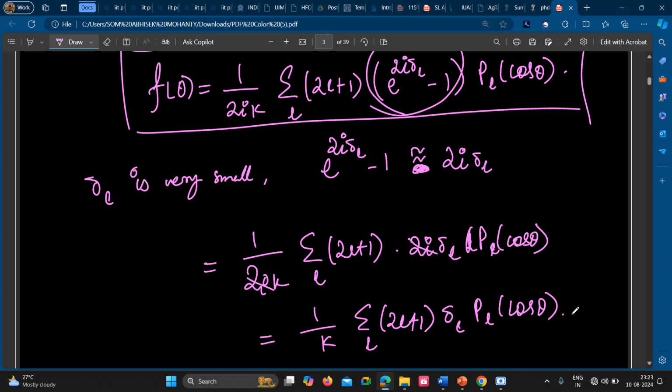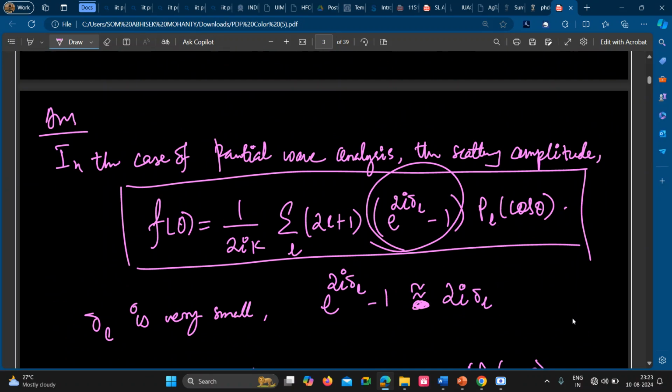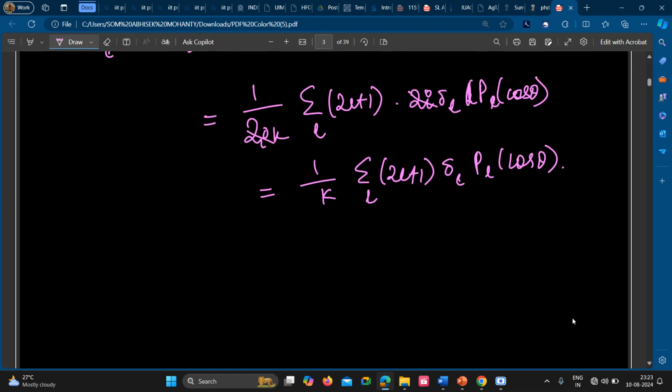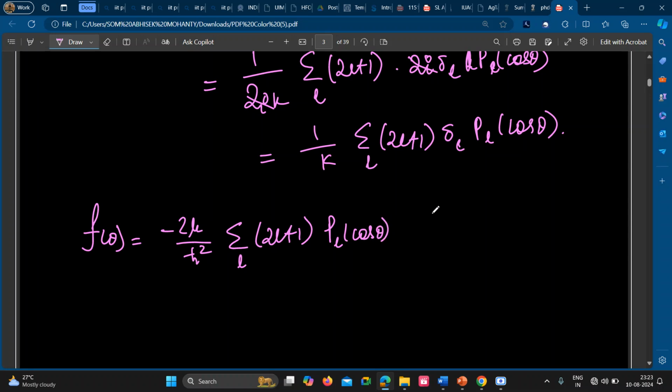Now we have to put in the value of delta L. After putting the value of delta L, f of theta will become minus 2 mu by h cut square, summation (2L plus 1) P_L cos theta, integration 0 to infinity V(r) J_L square (kr) r square dr. So this is the expression I will get.